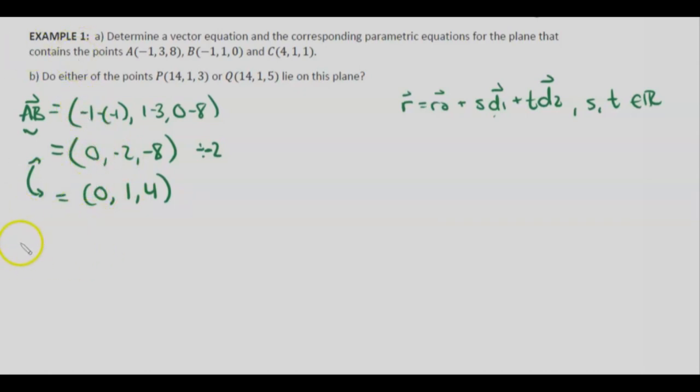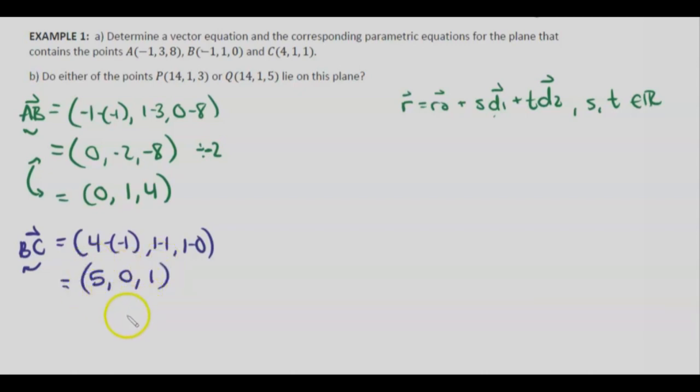Now let's find another direction vector. Let's try BC. We're going to go C minus B. 4 minus -1, 1 minus 1, 1 minus 0. So we get 5, 0, 1. And there's no number that we can divide all 3 of these by and still get integer values, so that's fine.